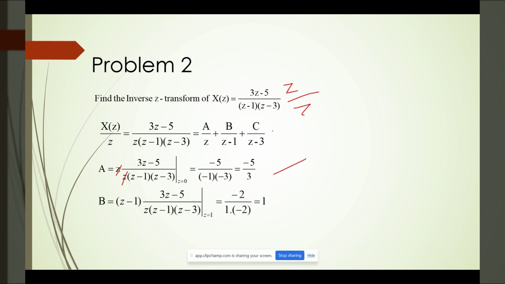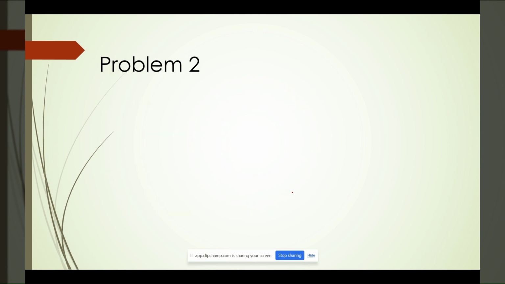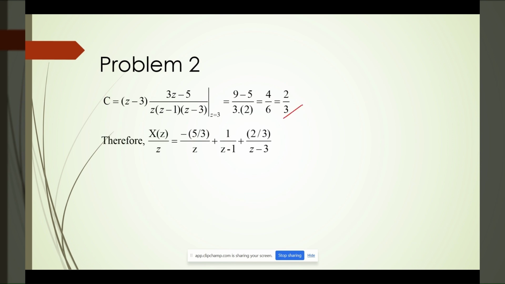Similarly, for finding b value, z is equal to 1 we have to put. We have to multiply by z minus 1. So this and this will get cancelled. So substitute the value of z is equal to 1. So you will get minus 2 by 1 minus 2. So it is going to be 1. Similarly, to find c, at z is equal to 3 and multiplying by z minus 3, we have to find the value of c, which is nothing but 2 by 3. So now we got value of all the three, just substitute it.